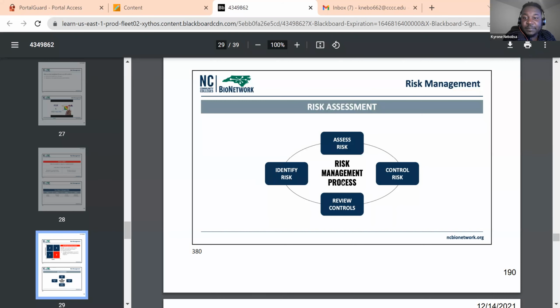So risk management. This is a high-level overview of the risk management process. You want to assess the risk, identify the risk, review controls, and control it. Again, there's risk in everything you do, but you want to make sure the risk is as minimal as possible through your whole risk assessment process.